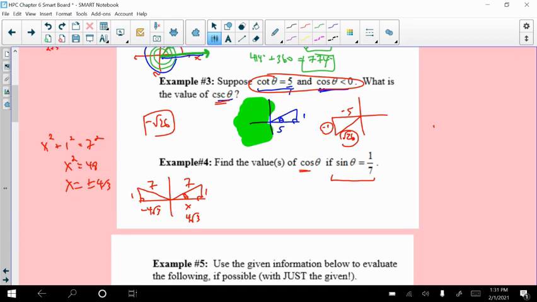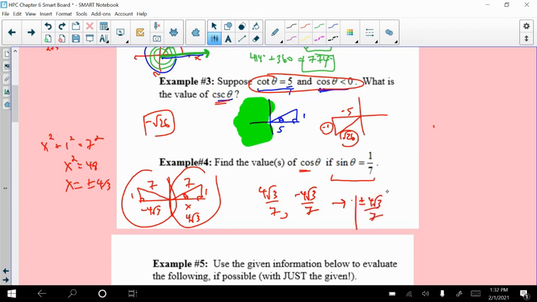So when it asks for cosine, if you're in the first quadrant, your cosine value is 4√3/7. It's the adjacent piece over the hypotenuse. If you're in the second quadrant, you are -4√3/7. Or you can combine them and say it's plus or minus 4√3/7. And again, I want to make sure that makes sense: why did we get 2 answers? Because we only had one constraint, just the sine was positive 1/7.